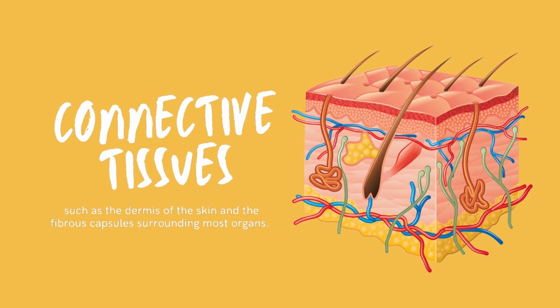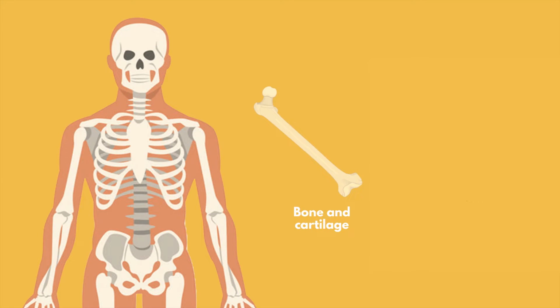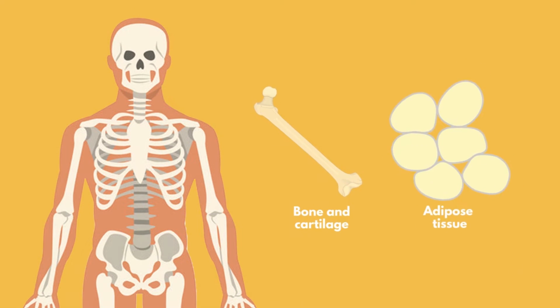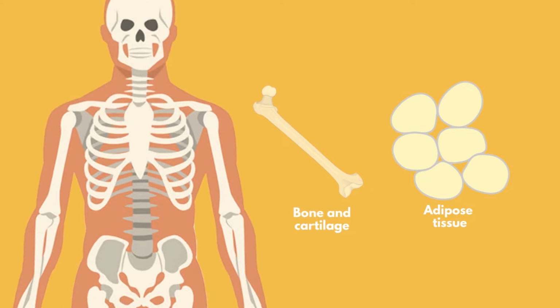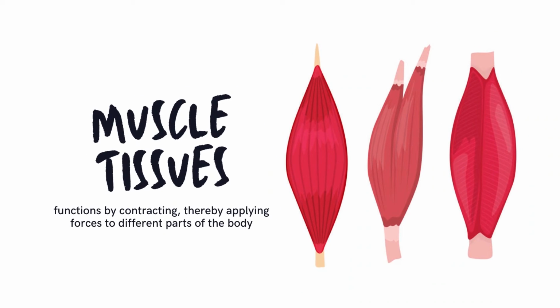Connective tissues usually refers to those tissues dominated by fibroblasts, such as the dermis of the skin and the fibrous capsule surrounding most organs. The types of connective tissue include the skeletal tissues composed of cartilage and bone, and the adipose tissues.